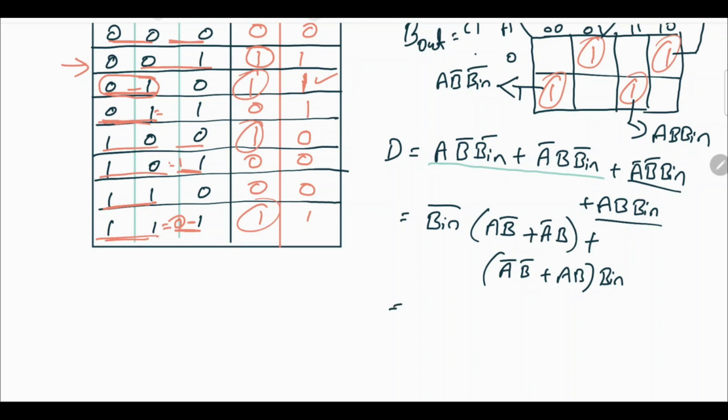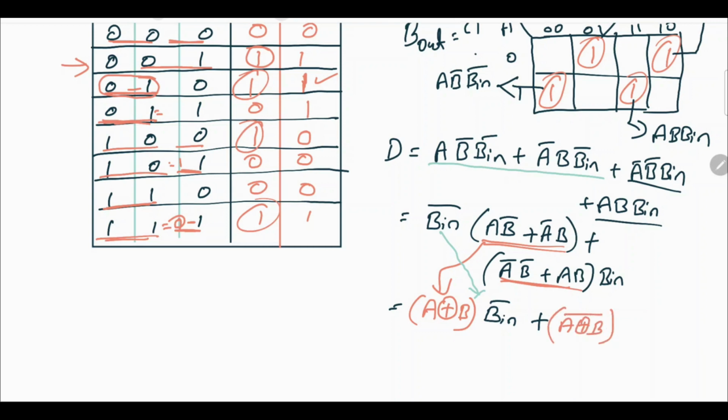Now this is equal to, what is A B bar plus A bar B? A XOR B. So I have written it like this, and we have to write into B in bar, so into B in bar plus, now what is A bar B bar plus AB? A XOR B, that is A XOR B the whole bar into this B in.